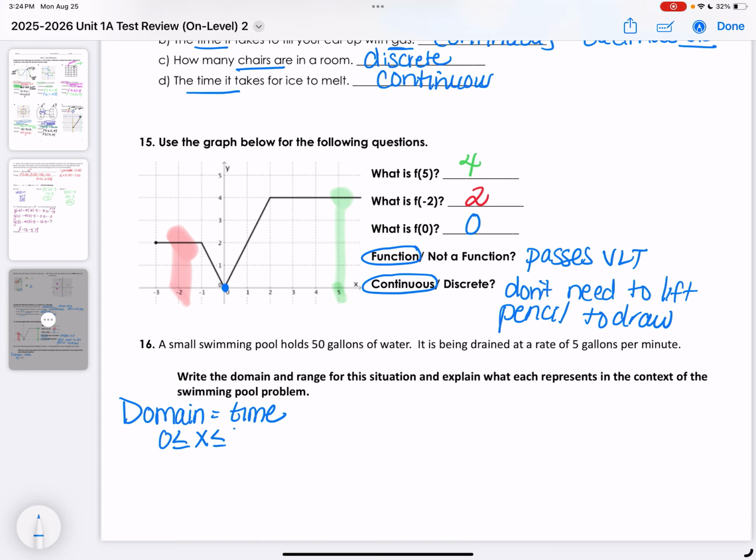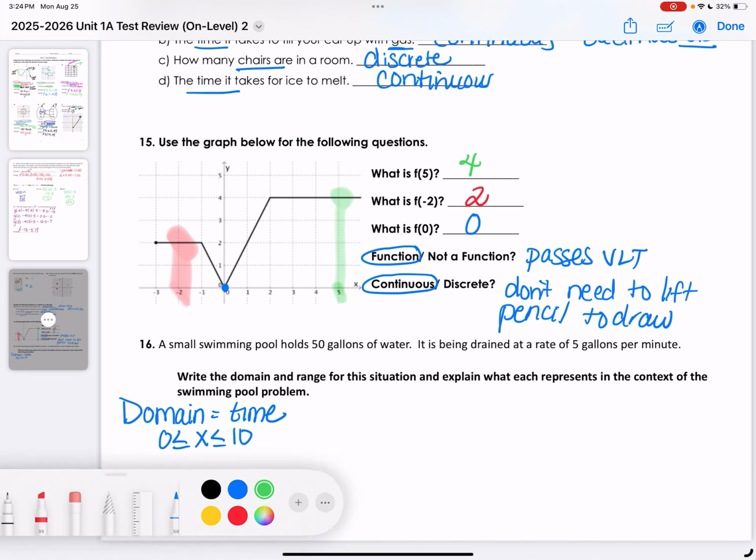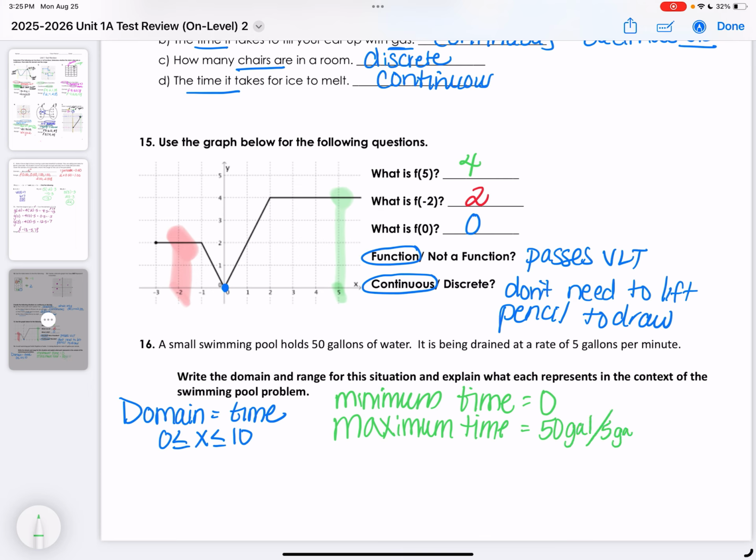Okay, so the minimum time, we can't have anything less than 0, but we could have 0. So when it first starts, we're at the minimum time of 0. For the maximum time, we have 50 gallons divided by 5 gallons per minute. And it gives us a total of 10 minutes.